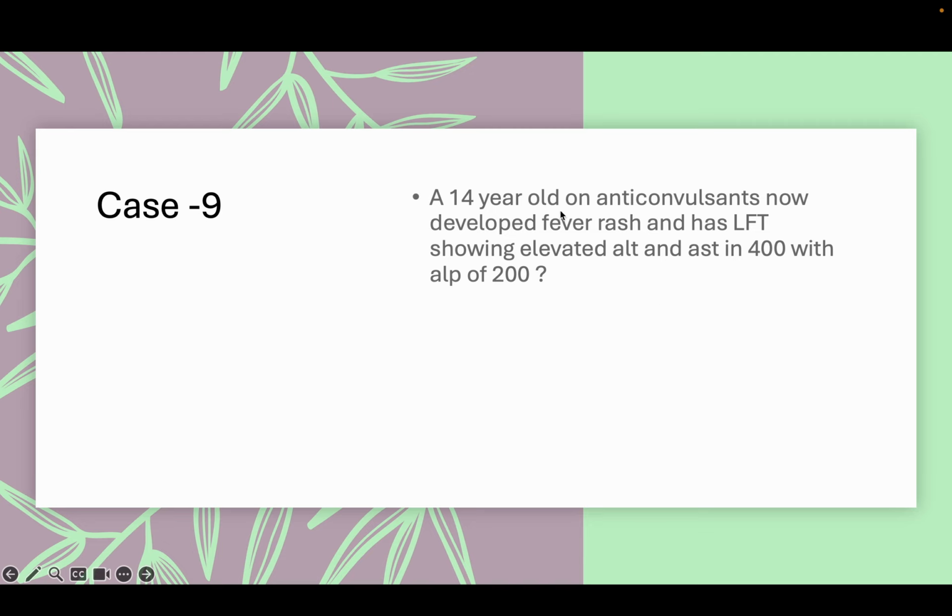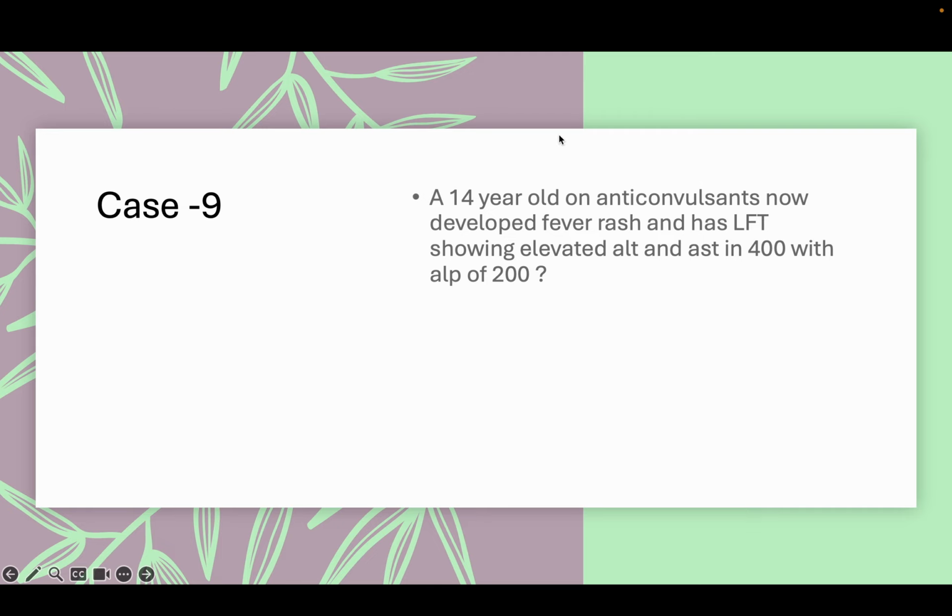So what is the cause? There is also fever and rash. So there are certain drugs, like phenytoin and also dapsone, sulfonamide drugs, that can cause DRESS syndrome. DRESS syndrome is drug-related and can cause fever, rash, eosinophilia, and also lymphadenopathy and liver injury. These are all part of DRESS syndrome. So this might be a case of DRESS syndrome. One anticonvulsant that can cause DRESS syndrome is phenytoin.